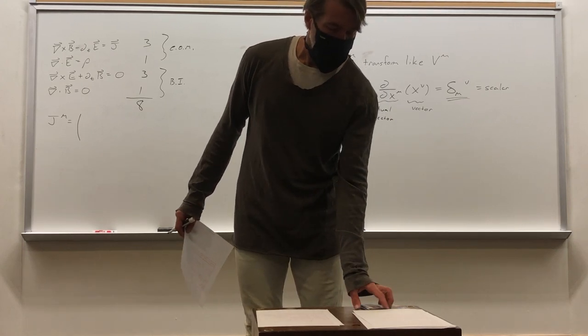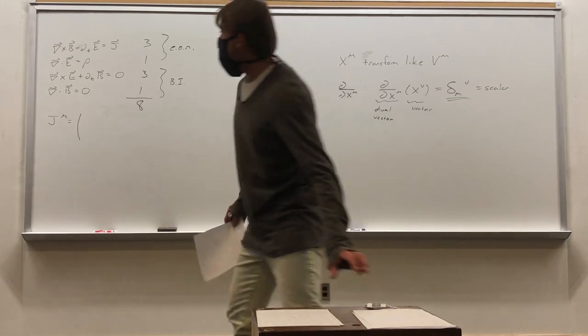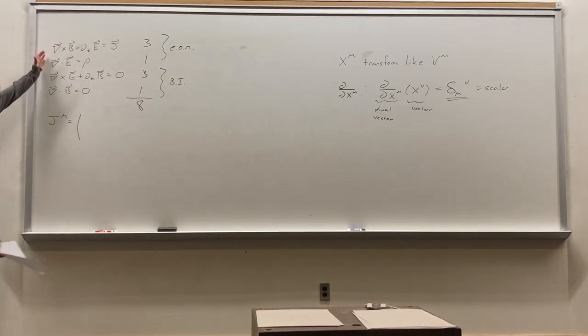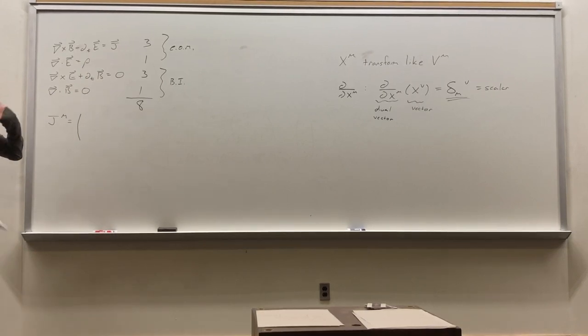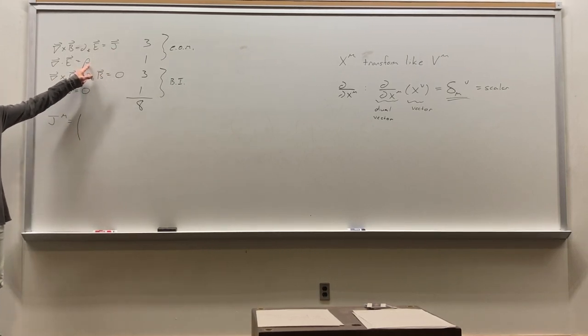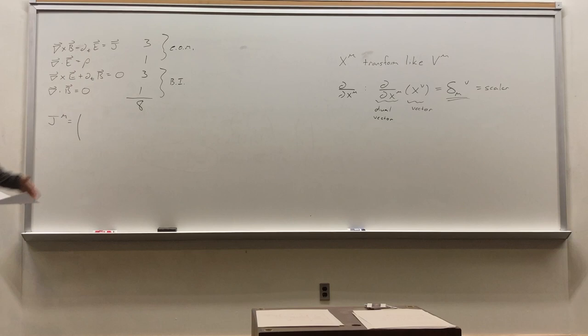What in this set of equations could we combine to make a four component object? Well, these are equations that relate B, E, J, and rho. And then there are derivatives, but the derivatives are not important. You take the answers to each equation? The answer is like the J and the rho. Yeah, J is a three-component vector. Rho is a scalar. So together, those make a four-component object.